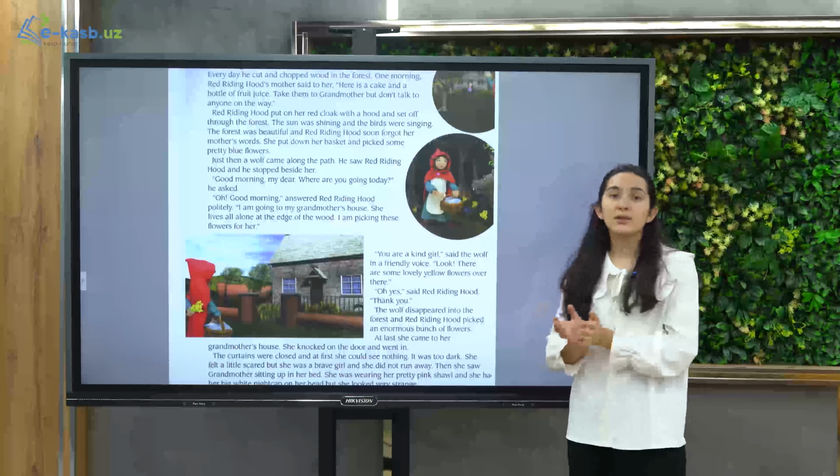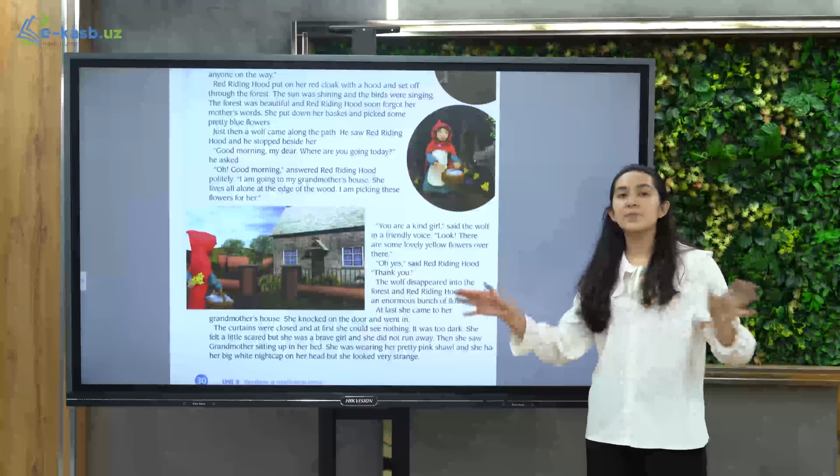So picking means she is collecting the flowers.